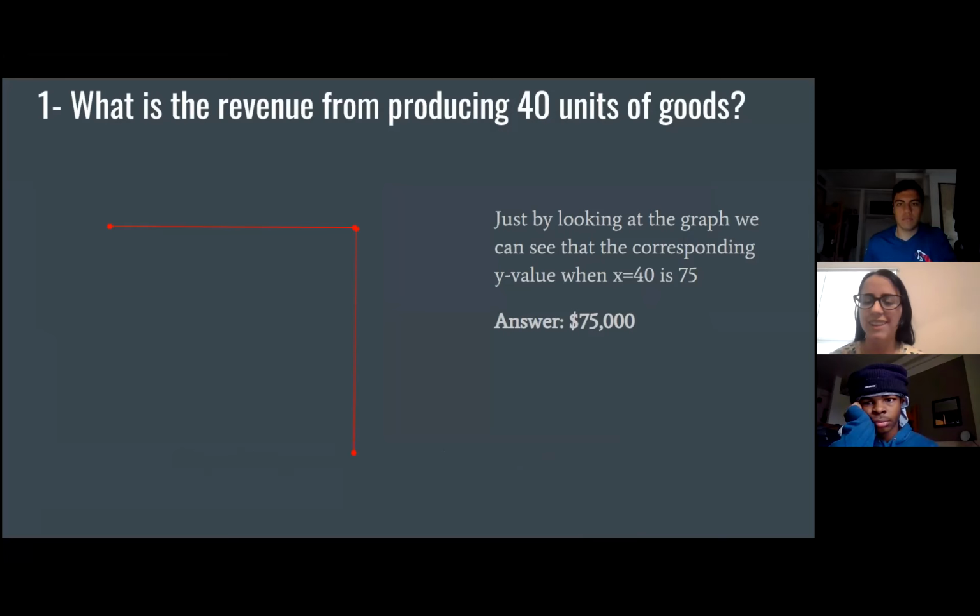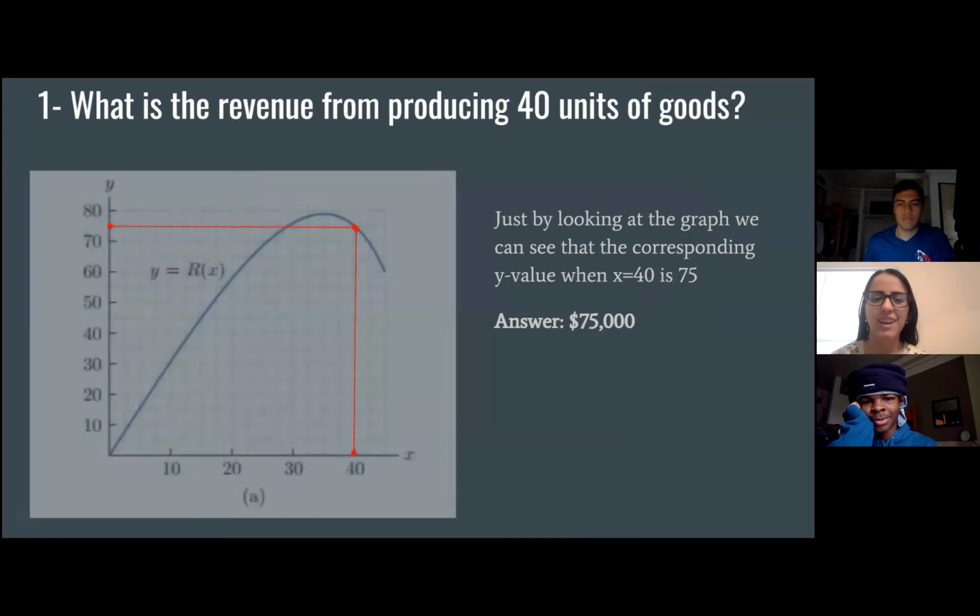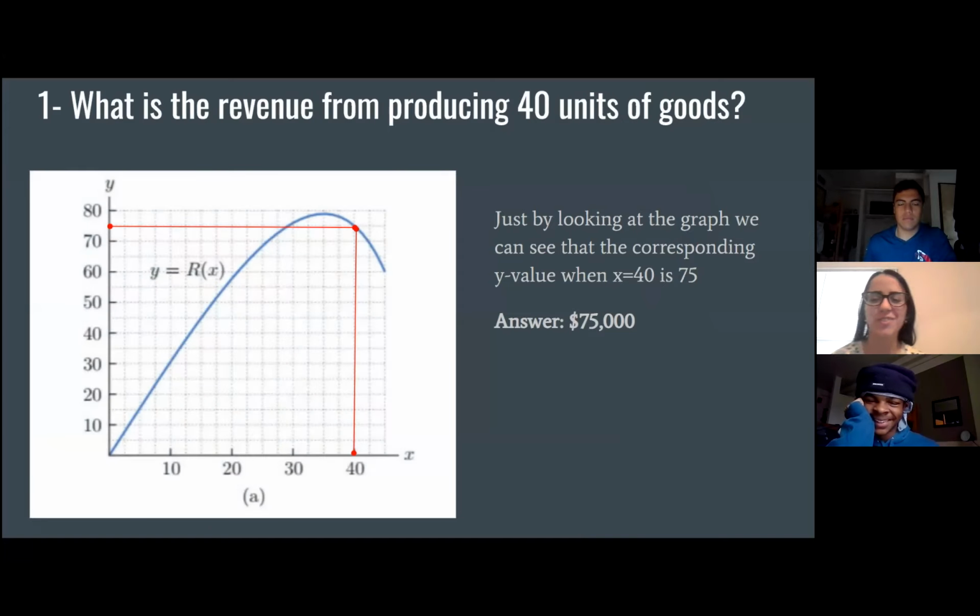Oh, what does it look like that? Oh my God. Oh, you just, okay, never mind.